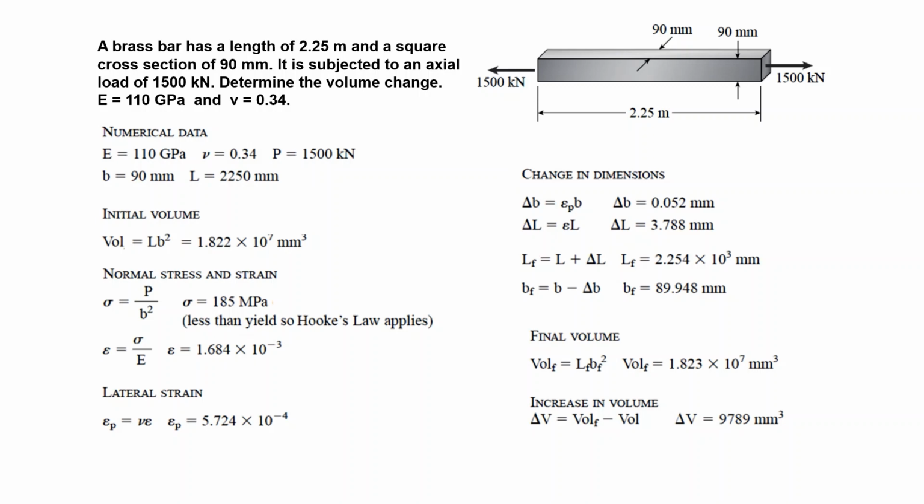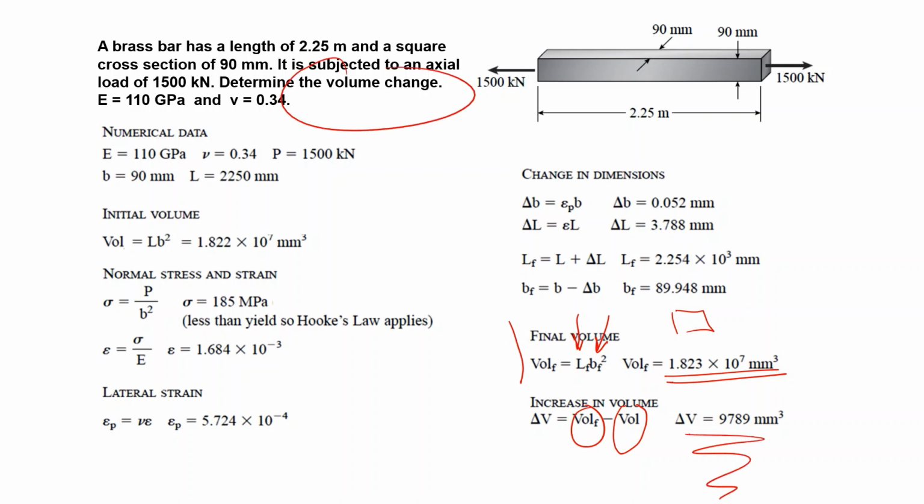Next step is to calculate the final volume. What does it mean? The new length, the new width of the square. This is the final volume. Final volume minus the initial volume gives the volume change. Okay, that was the last problem.